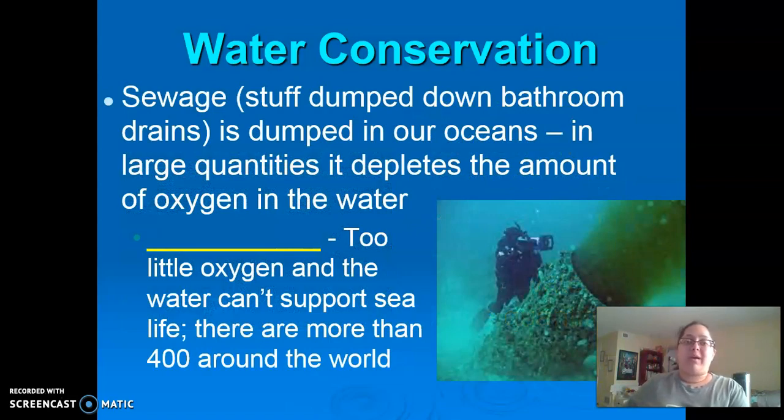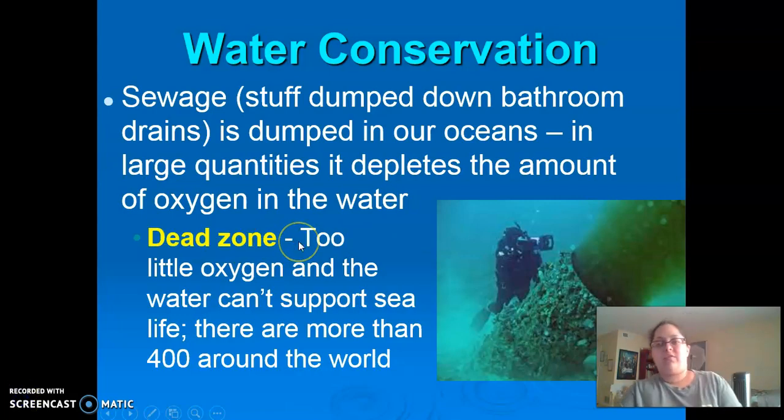So sewage: we dump stuff down our bathroom drains, and that's dumped in our oceans. In large quantities, that removes the amount of oxygen we have in the water because that sewage can really use up the oxygen. And so what happens is we get this thing called a dead zone. It's basically where there's too little oxygen and the water can't support sea life, so all the animals and plants die there. There are more than 400 zones around the world. Right now, there's about 405. So there's a lot of places around the world where, because we're dumping sewage, we're literally destroying all life that lives in that area.